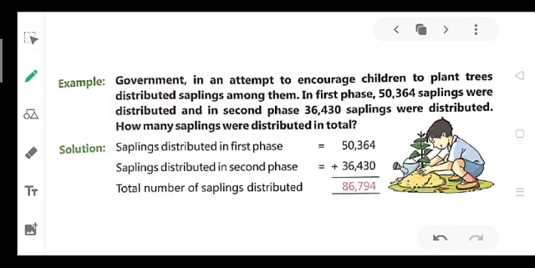Now we will start our sum with two examples. First example, I start reading the question for you. Government, in an attempt to encourage children to plant trees, distributed saplings among them. Sapling, small plant.